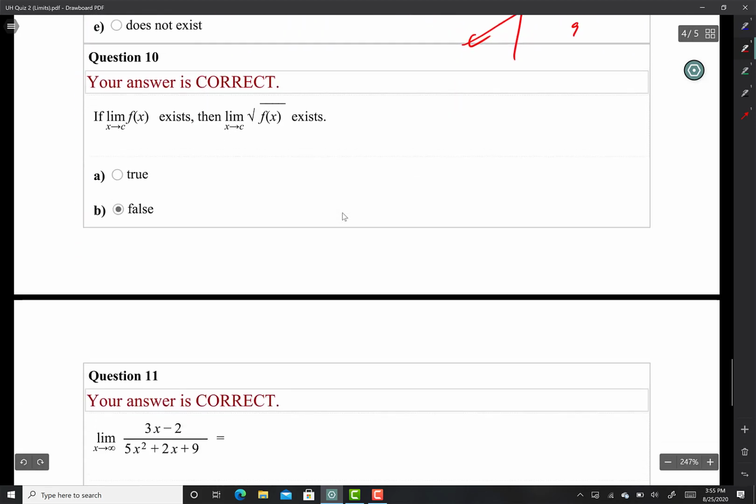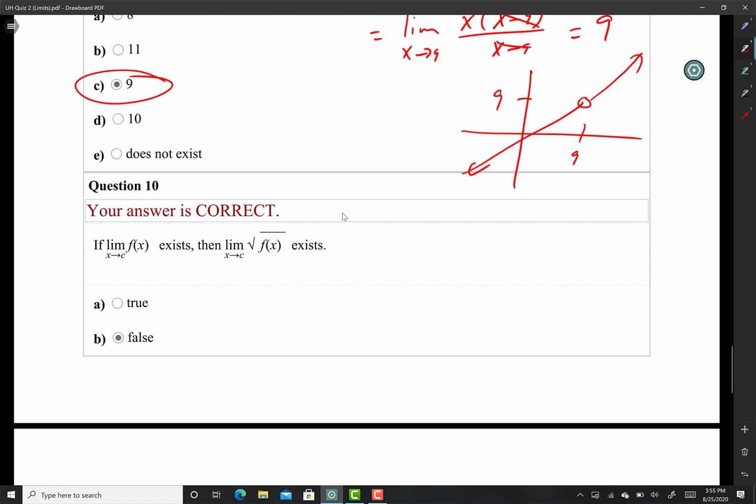Ooh, is this the last one? No, we still got another. Don't worry, guys. They're not that bad. Limit as x approaches c of f of x exists. Okay. So they're telling you that it exists. Limit as x approaches c of square root of f of x exists. Okay, if then, they want to know if it's true or false.